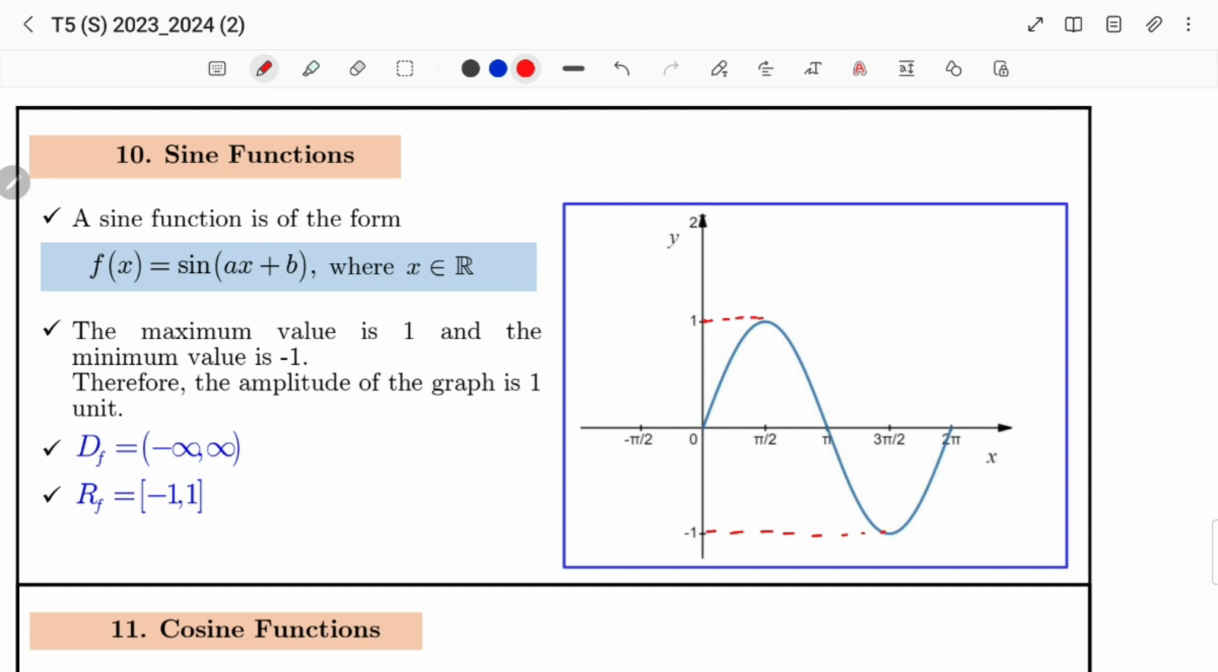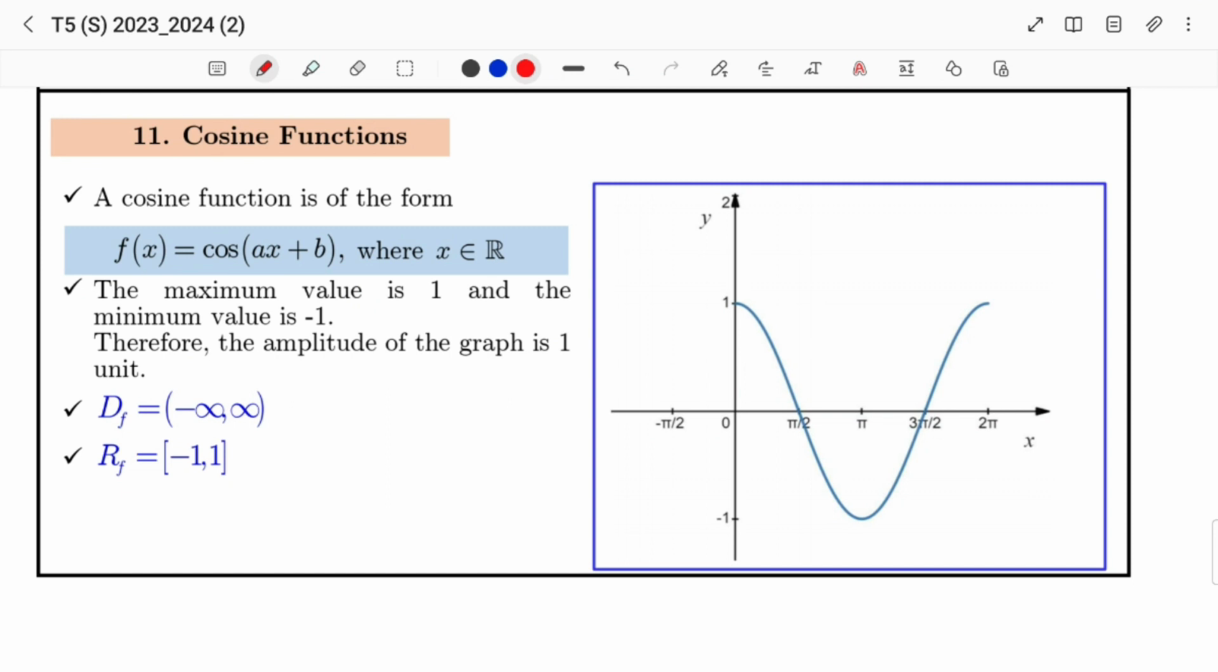If there is no condition, the domain for the sine function is negative infinity, infinity, or real numbers. For the range, it is always negative 1 until 1, because we could see the minimum value here is negative 1 and the maximum value here is 1. So the range is negative 1, 1.